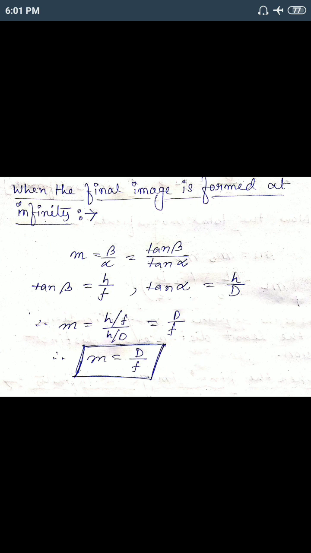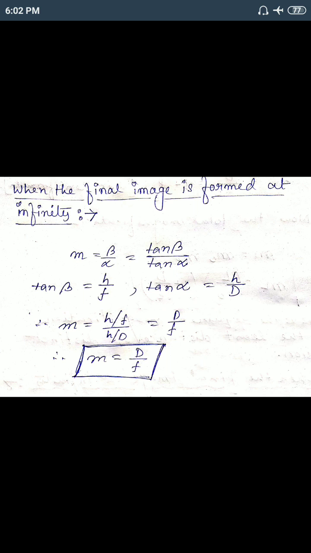It is defined as the ratio of the angle formed by the image at the eye when it is situated at infinity to the angle formed by the object at the eye when situated at the least distance of distinct vision, D. That means in the previous case, the image distance was denoted by minus D, because the image was formed at this distance. But here the final image is formed at infinity. That means the object position will be different.